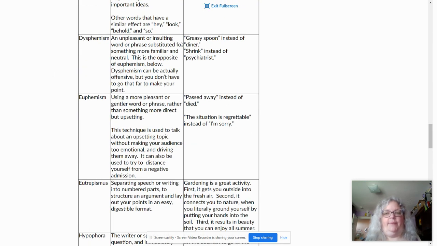Although I like this pair, maybe I'll mention these two as well, dysphemism and euphemism. Euphemism is the one that we're more familiar with maybe. It's using a more pleasant or gentler word rather than something more direct but upsetting. And it's used to talk about an upsetting topic without making your audience too emotional and driving them away. It can also be used to distance yourself from a negative admission. So for example, using passed away instead of died is a euphemism. The situation is regrettable instead of I'm sorry is another euphemism.